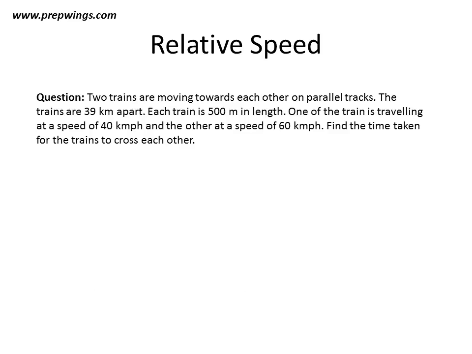Now, over here, the question states: two trains are moving towards each other on parallel tracks. The trains are 39 km apart. Each train is 500 meter in length. One of the trains is traveling at a speed of 40 km per hour and the other at a speed of 60 km per hour. Find the time taken for the trains to cross each other.